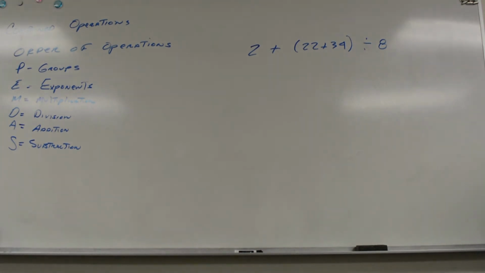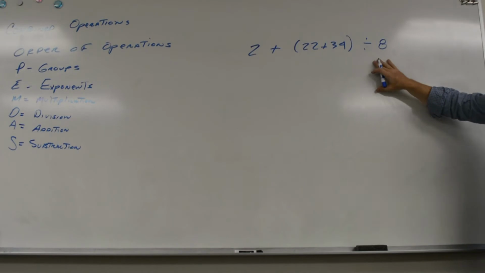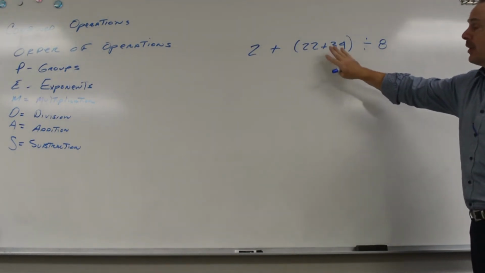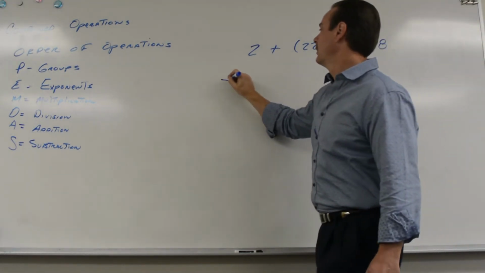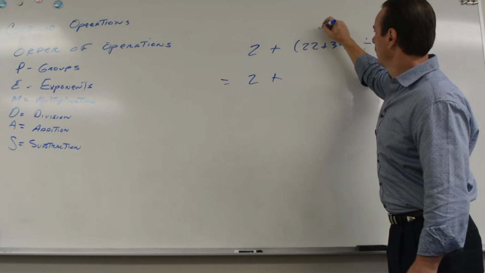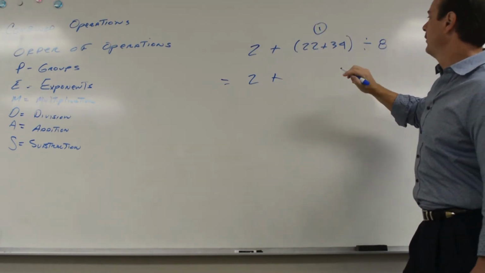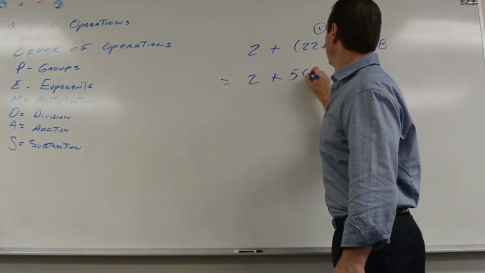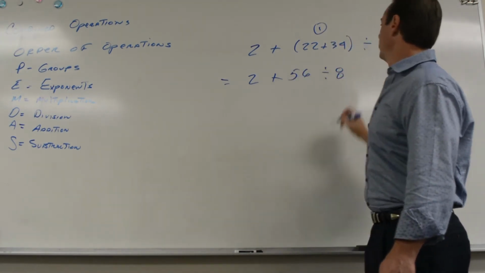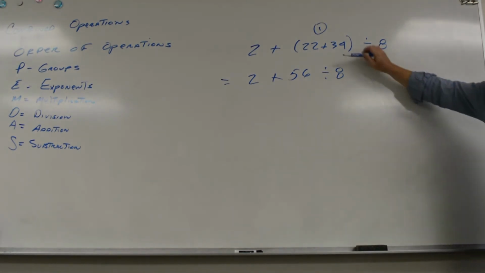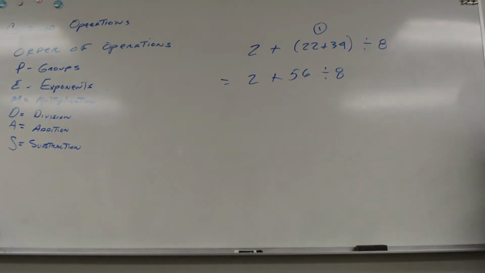We have a new equation. First thing, we look at this and we say, are there any groupings? Yes, right here. So we're going to have to do that first. We're going to say 2 plus, let's solve this, 22 plus 34, divided by 8. All we did was resolve this and bring it down to the next line.